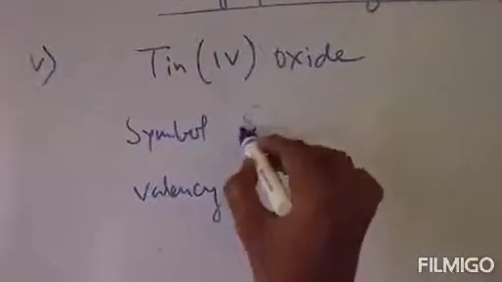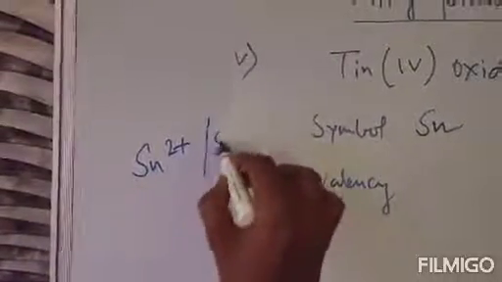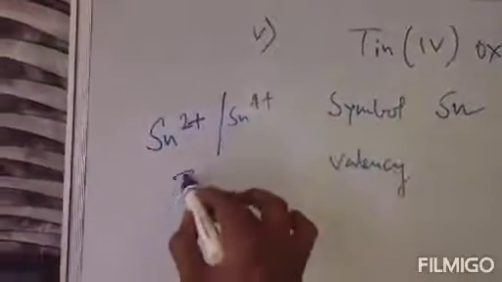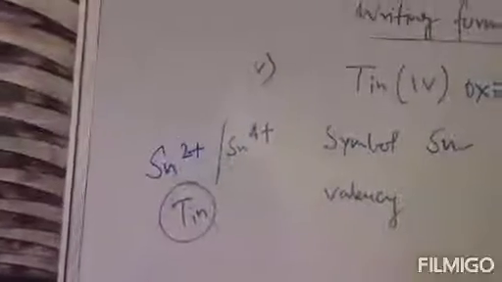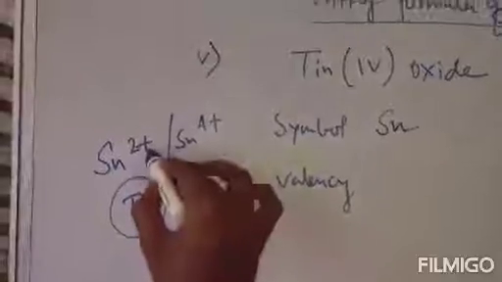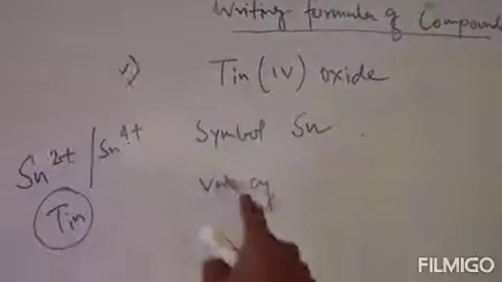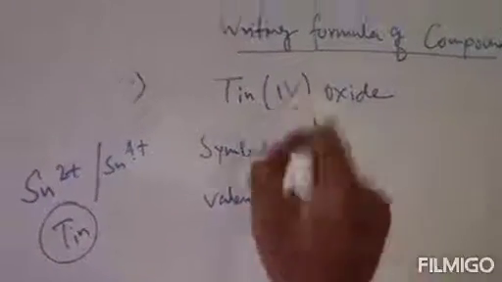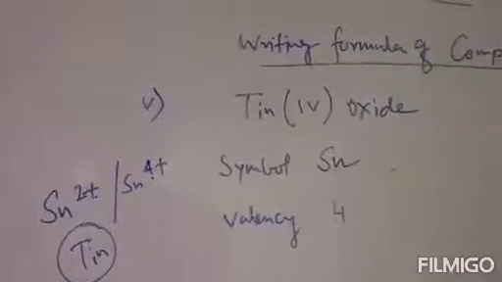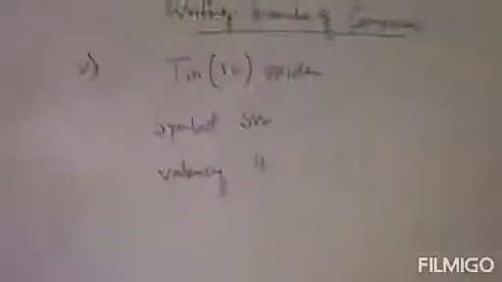Clear? Actually the symbol of tin is Sn. So Sn can be 2+ and Sn can be 4+. This is the ionic form of tin depending on the type of compound tin forms. So its valency can be +2 and its valency can be +4. That means tin shows a variable valency. But here 4 is written. That means here the valency of tin will be 4, because it specifies that tin is in the 4+ valency state. So here the valency of tin will be 4.